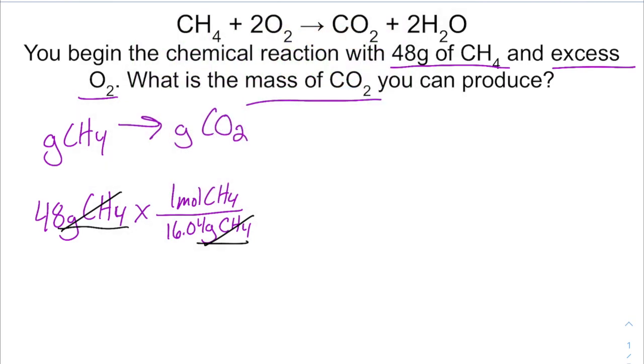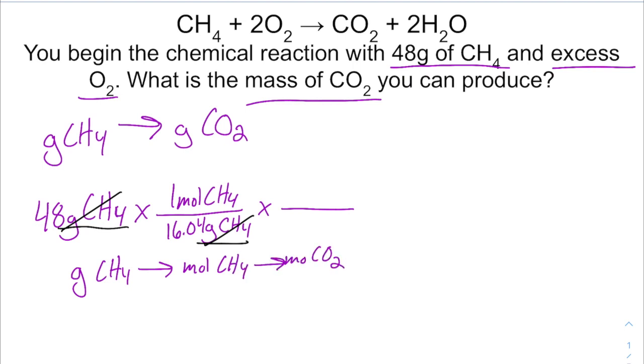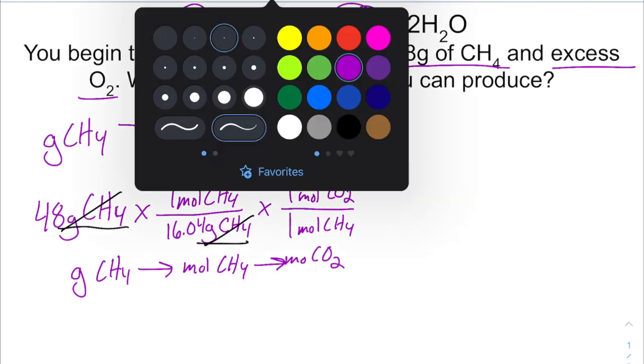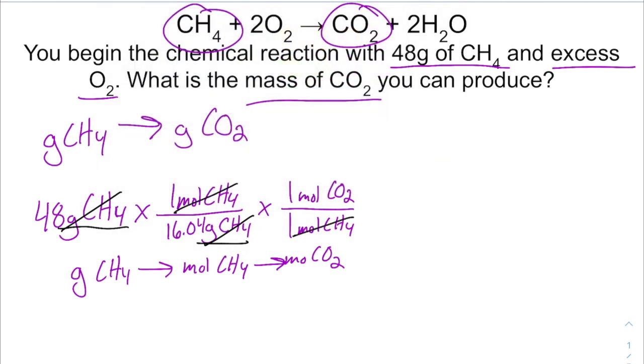What's going to be our next step here? Our next step is going to be a mole ratio because we have now gone from grams of CH4 to moles of CH4, and now we need to go to moles of CO2. What's going to be my mole ratio here? I'm going to get my mole ratio from the balanced chemical equation. So 1 mole CH4, 1 mole CO2. They're both just no number in front, so therefore they are going to just be 1. Cancel out my units again, mole CH4, mole CH4.